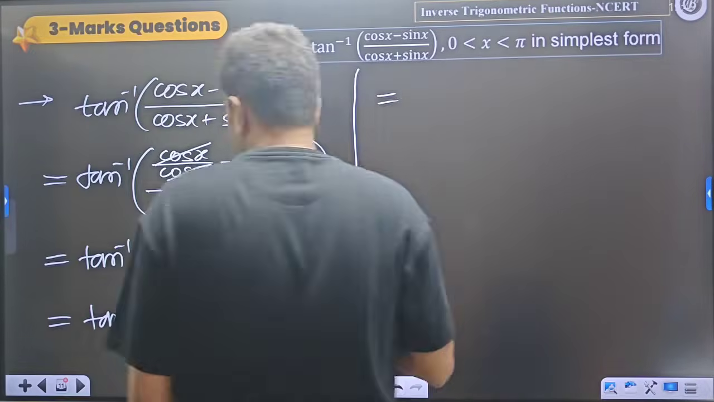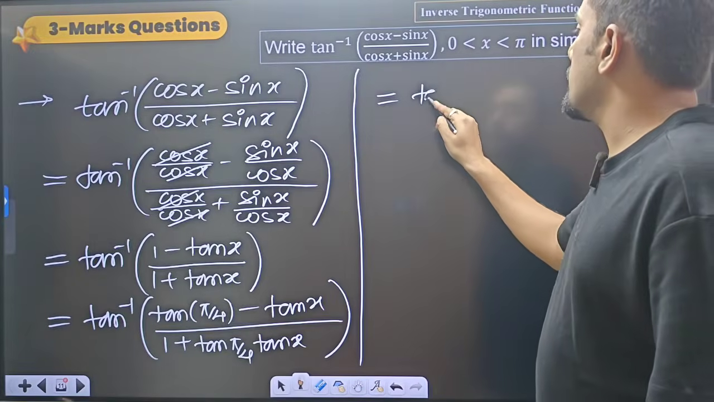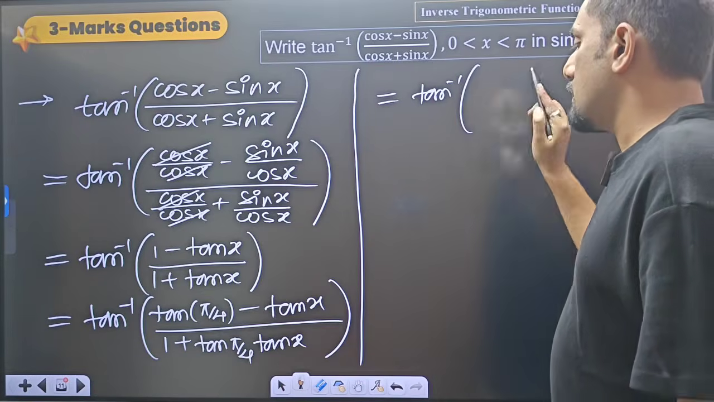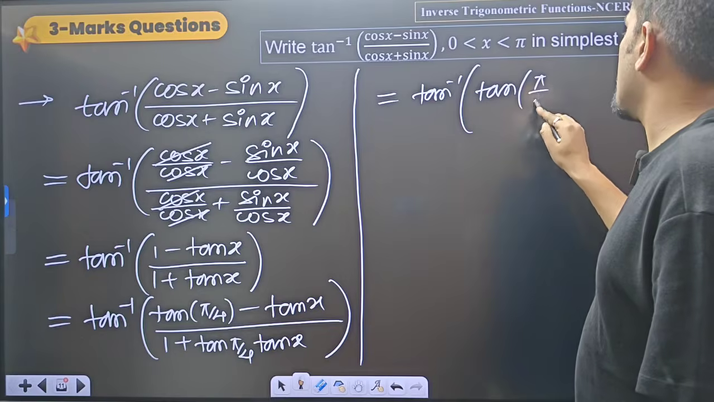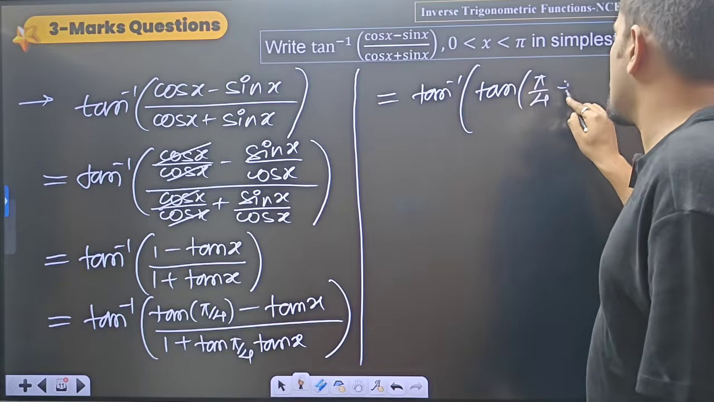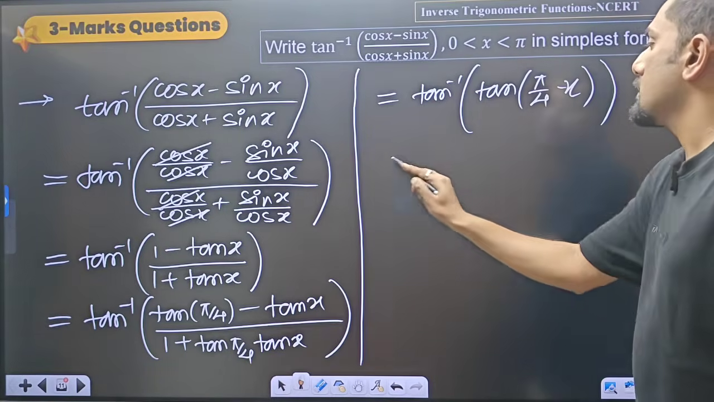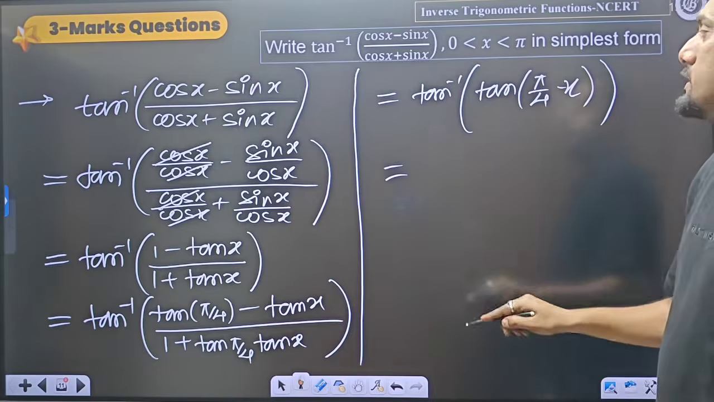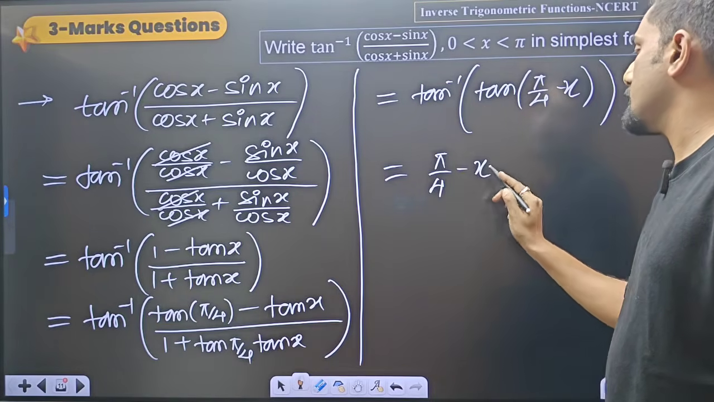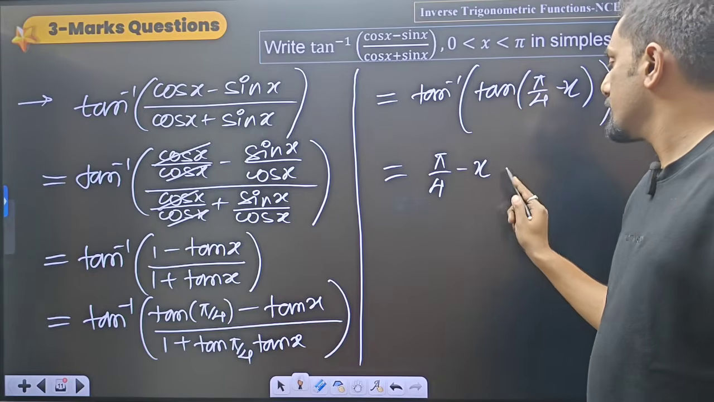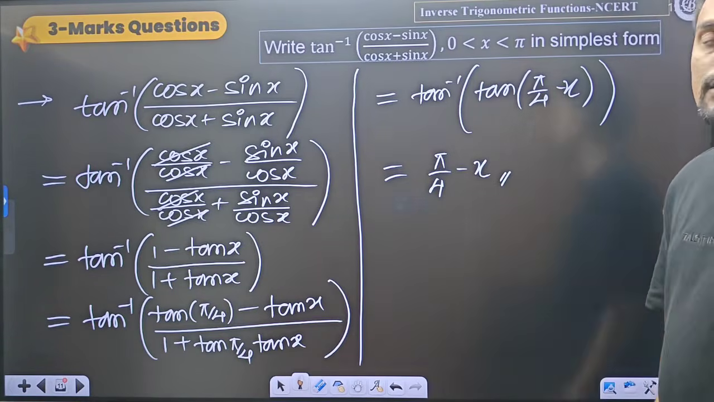So therefore that is equal to tan inverse of tan of pi by 4 minus x. So tan inverse of tan is nothing but the innermost variable, that is pi by 4 minus x, which is our answer. Pause the video and note down the answer.